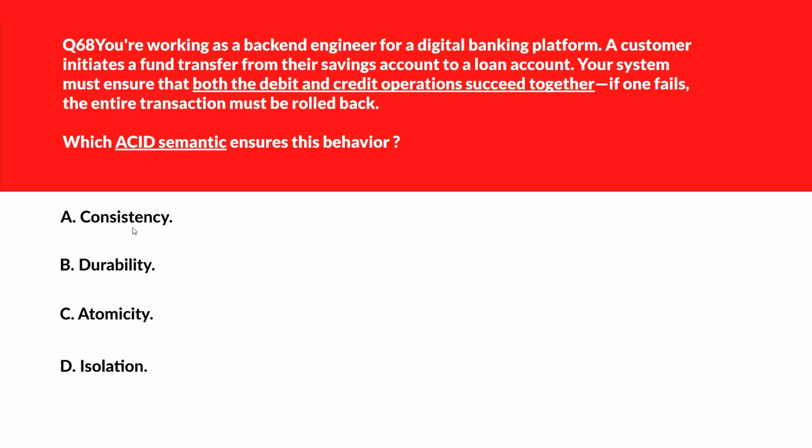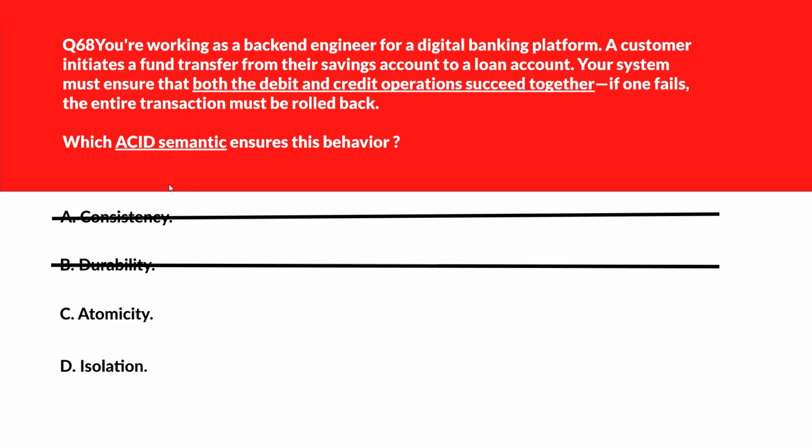Option A says consistency. Consistency ensures rules are followed but doesn't control rollback behavior as required by the question. A is wrong. We'll move to B. B says durability. Durability guarantees persistence, not transactional completeness. Wrong answer. We'll move to C.